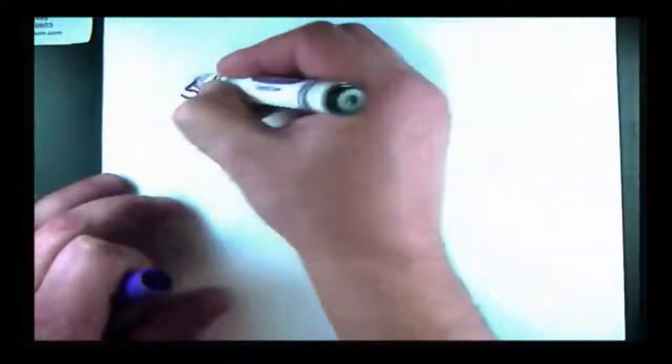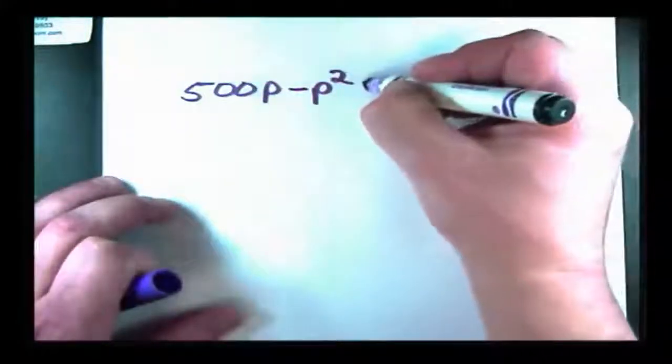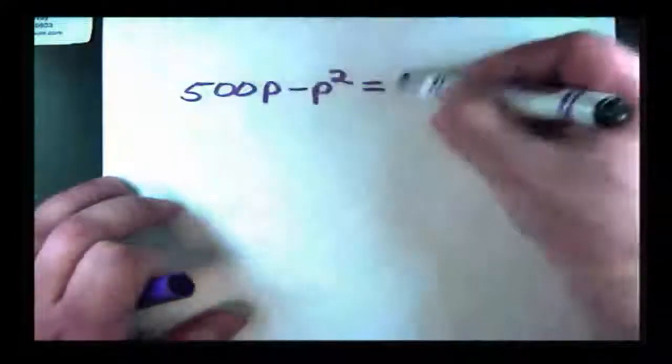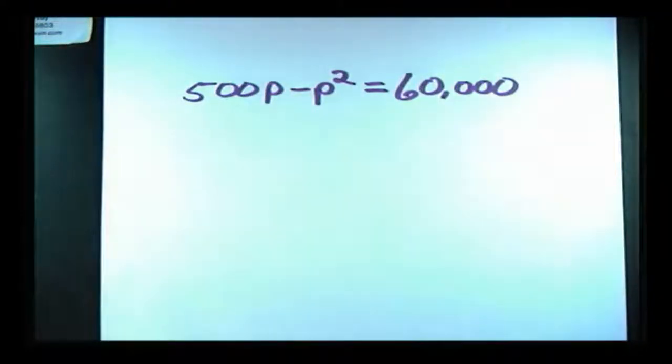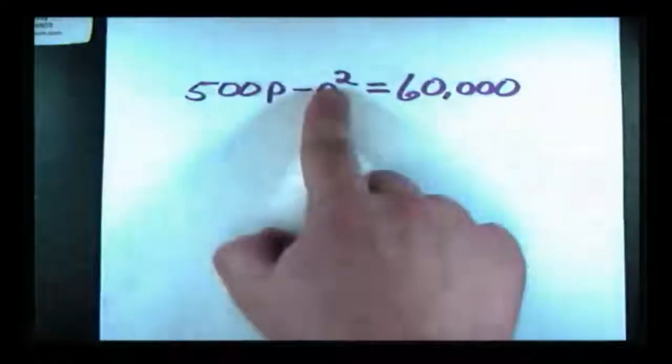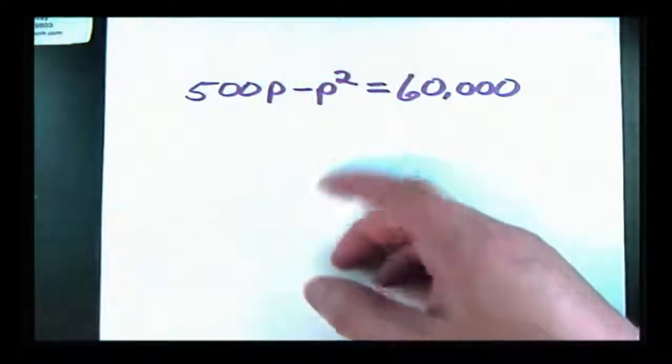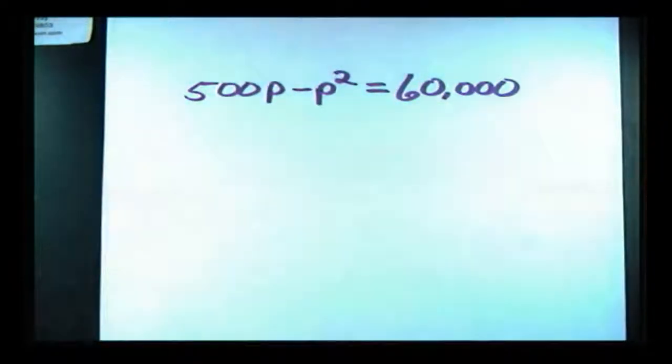So the way I went about this problem was to set up the equation. And since P stood for profit, we had 500P minus P squared. And we wanted it to be at least $60,000. So as soon as I saw this, I noticed that I had a P squared, a P term, and a constant term. So for my purposes, I was thinking quadratic formula in order to solve this.